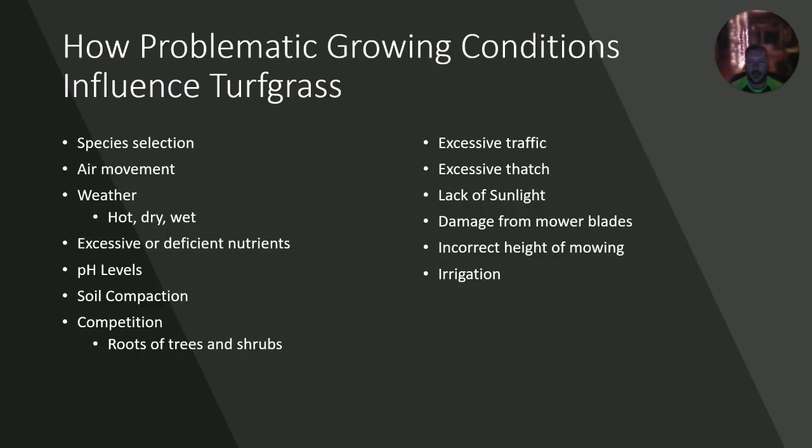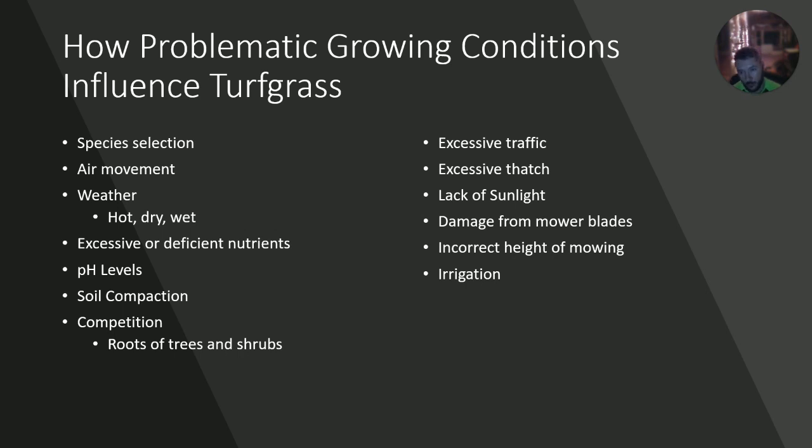Okay, so how do problematic growing conditions influence turf grass? Well, this is all of the things that really affect how turf grass is going to grow. We have the species selection. Do you have the right variety for the right place? Quality air movement. Is the air stagnant? Is there no air movement? Is there a lot of air movement? Air movement is going to affect the humidity that hangs out. It's also going to affect the transpiration that's occurring and the drying out of the soil.